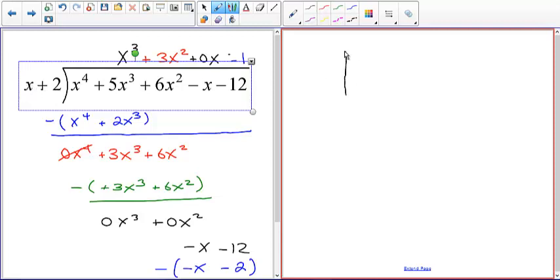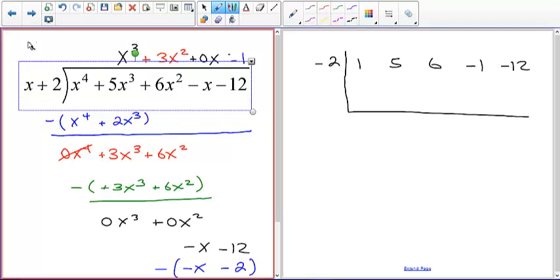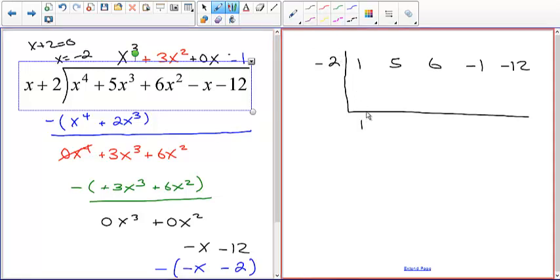The way you do it is you draw this kind of upside down bracket thing, and you write the coefficients associated with each term in order of their exponent. So these have to be ordered correctly. You divide by not 2, but by negative 2. So this number here is not the factor, but if I were to set the factor equal to 0, I would get that. So I use negative 2 here instead. Okay, so you bring the first number down.